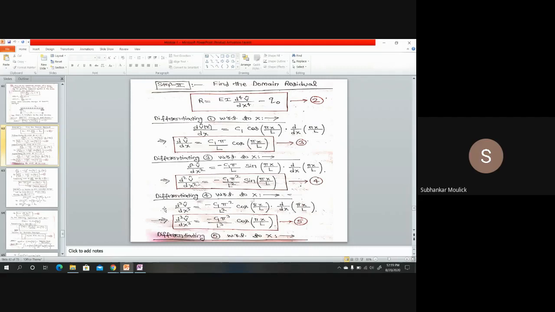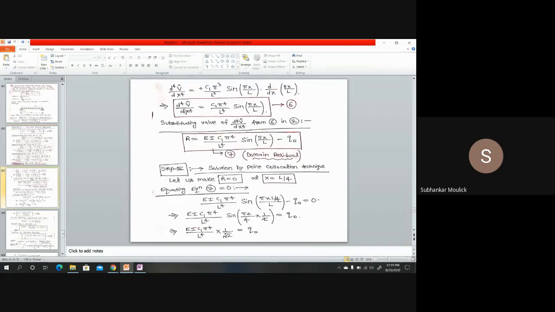Likewise, again if you differentiate, you will get d cube v cap upon dx cube. Again you differentiate equation number 5, you will get the fourth order of differentiation, that is d to the power 4 v cap upon dx to the power 4, which is C1 into pi to the power 4 divided by L to the power 4 sine of pi x by L. Equation number 6. Does anyone have any doubt in equation number 6? No, sir.